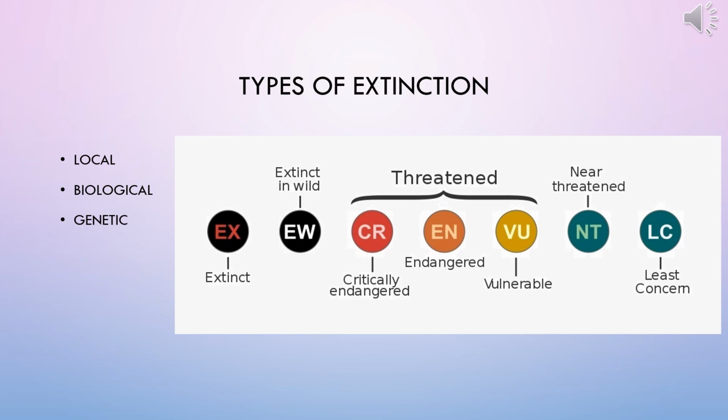About organism endangerment and extinction. There are three different types of extinction: local, biological, and genetic. Local extinction occurs when an organism is no longer found in a specific area. That does not mean it's not found anywhere else on the planet, it's just not found in that area. Biological extinction occurs when the organism is present in so few numbers that it cannot perform its function in the ecosystem. And then there's genetic extinction, where the organism is no longer found anywhere on the planet.